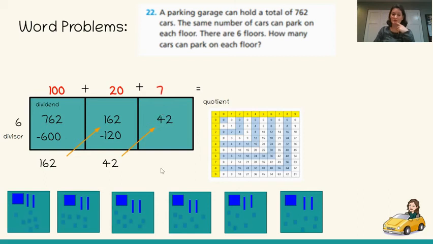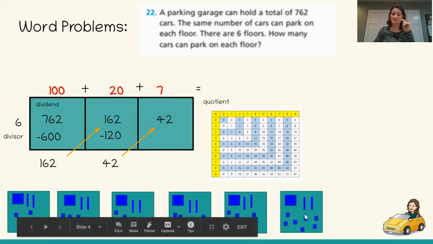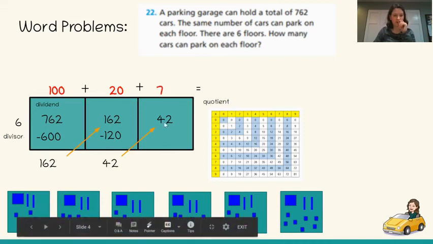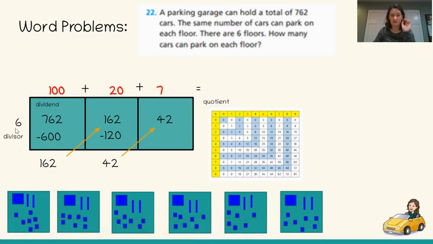So I'm actually going to put 7 cars, 7 cubes, in each of my parking garage floors, because we've figured out that we can divide those 42 remaining cars onto 6 floors is 7 on each one. 6 times 7 is 42. We have no cars left over. We've evenly split up those 762 cars between 6 floors, and our final quotient for how many cars can park on each floor is 127.